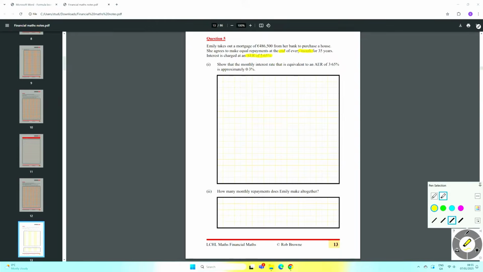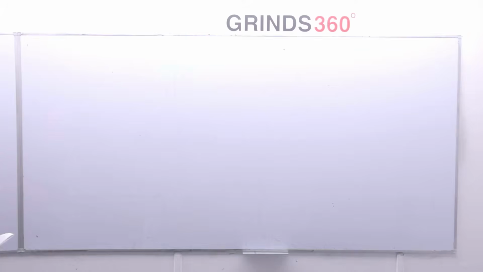So see the way, again, in this question, which is very common for Leaving Cert, she's making repayments on every month, but we're given an annual rate here. So notice in part 1, he asked me to make the conversion to switch from a yearly rate to a monthly one. Show that the monthly interest rate that's equivalent to an annual rate of 3.65% is about 0.3%. Okay, and then part 2, how many monthly repayments does Emily make altogether? So it's the same kind of two calculations there that we met previously. He's just putting those two on your radar.